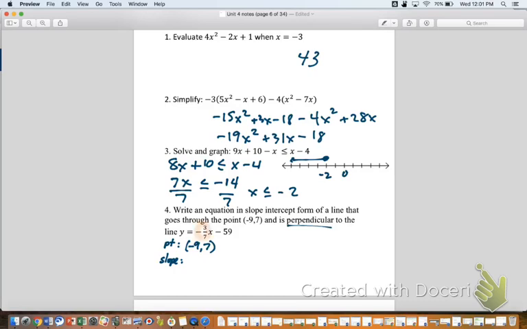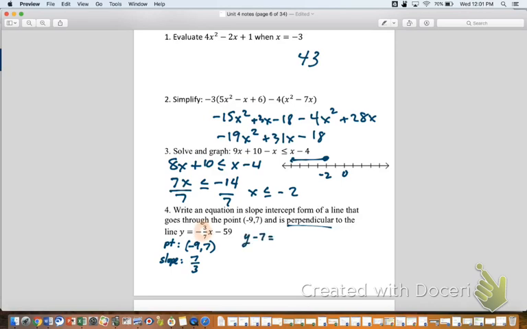That's right here, isn't it? Negative 3/7. So what's the opposite and reciprocal of that? 7/3 is correct. Okay, so there's my slope. There's my point. I just need to put this into slope-intercept form. To do that, I'm going to start off with point-slope form.